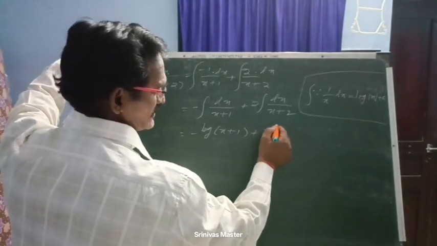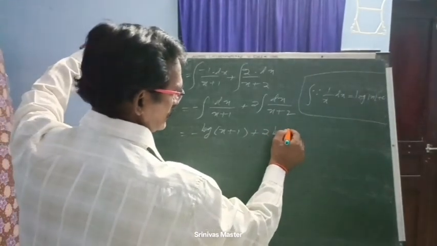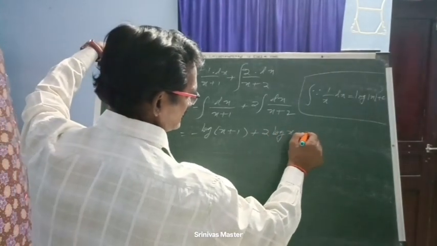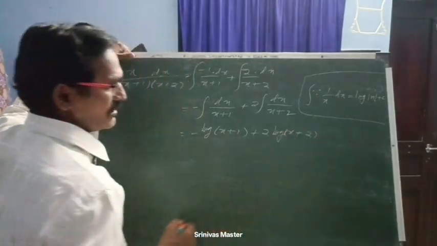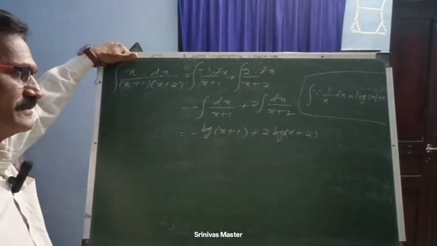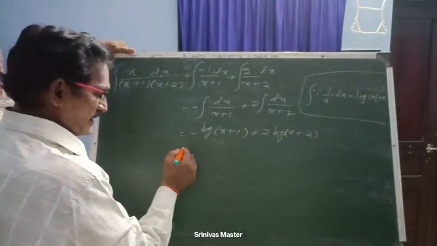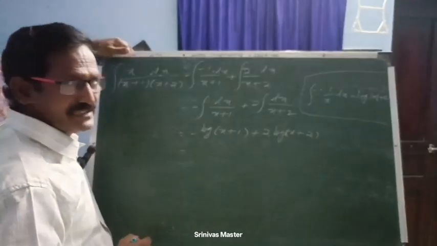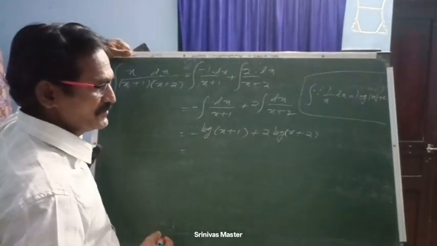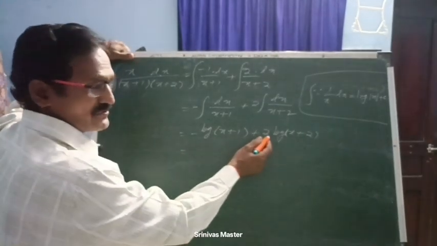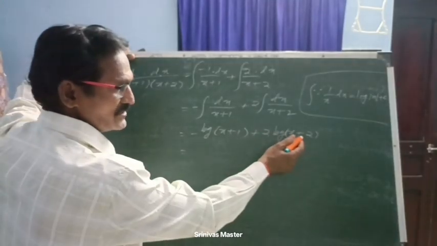Here x plus 2. That means what will become? 2 log x plus 2. Now actually the problem is completed. Still, if you want to simplify, you can simplify this. First you write the positive value, 2 log x plus 2 given.